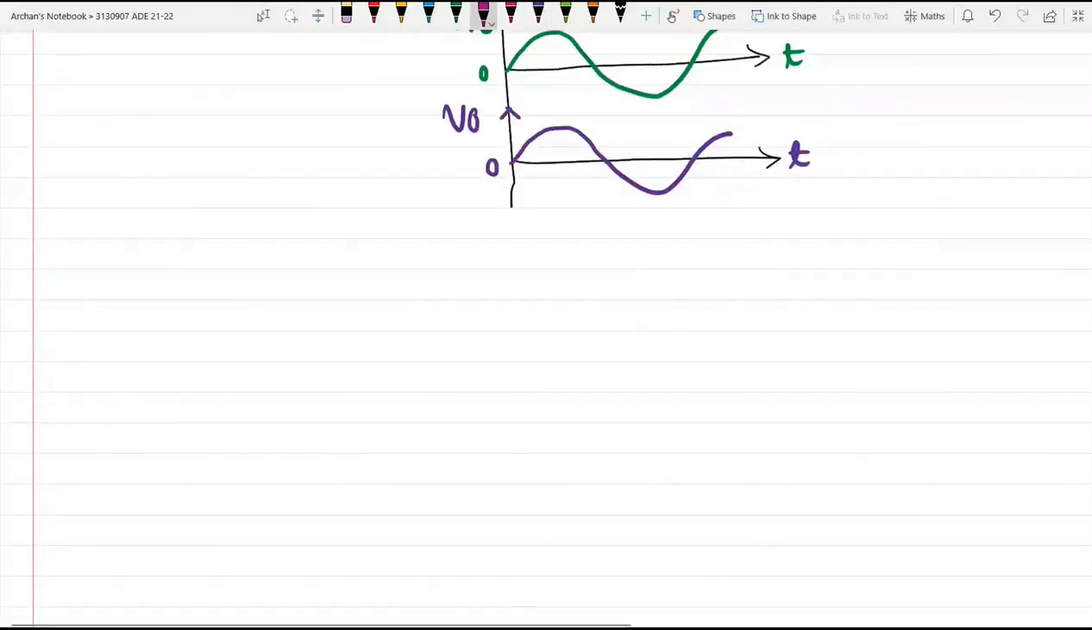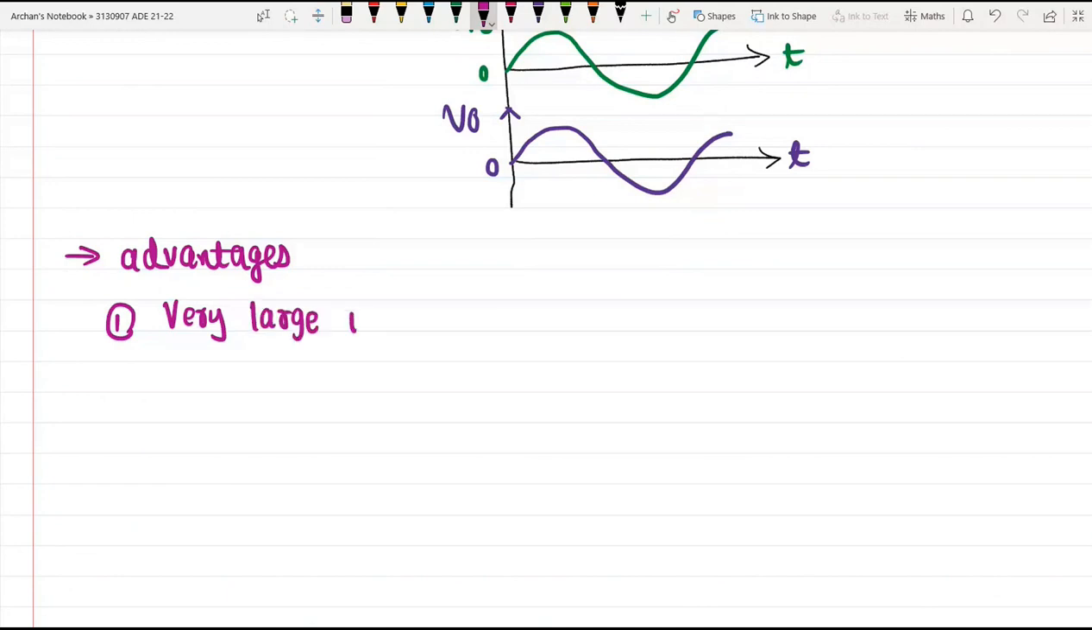These advantages are, first and foremost, that it will offer you very large input resistance. And we know when very large input resistance is offered, we can almost neglect the effect of loading. Typical values are in mega ohms. This is the first.